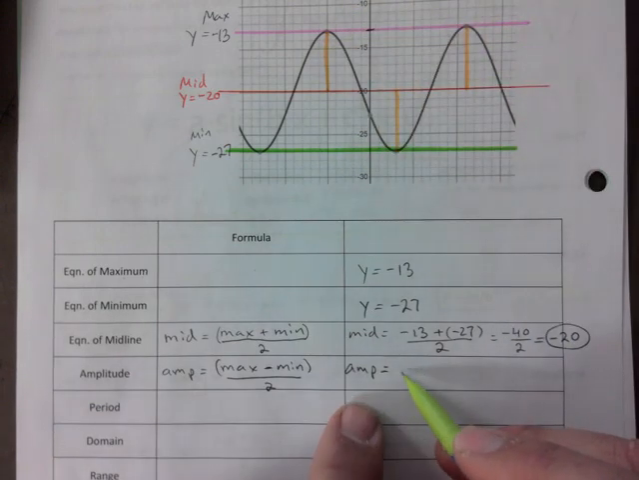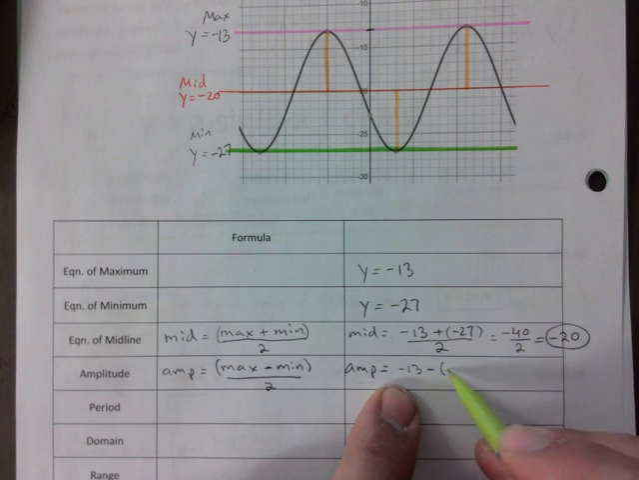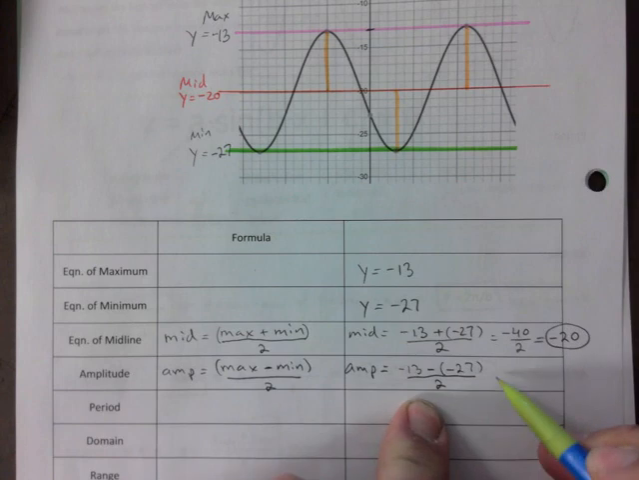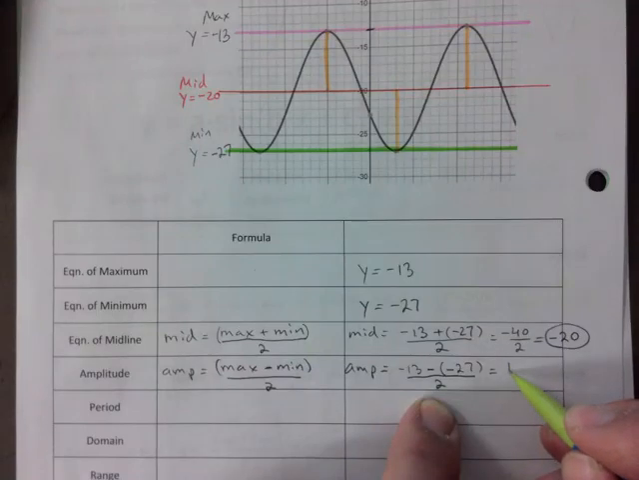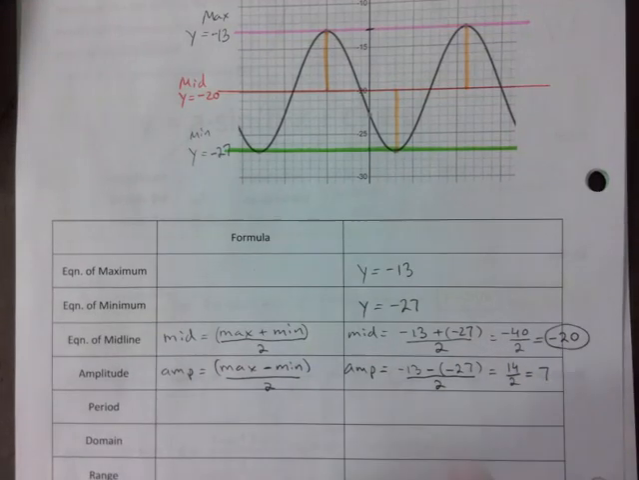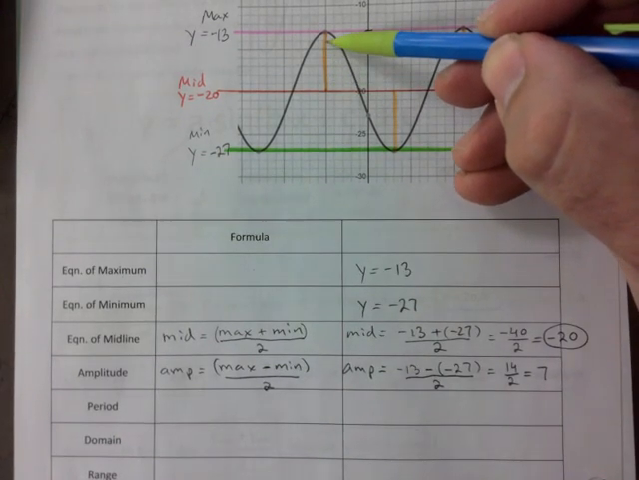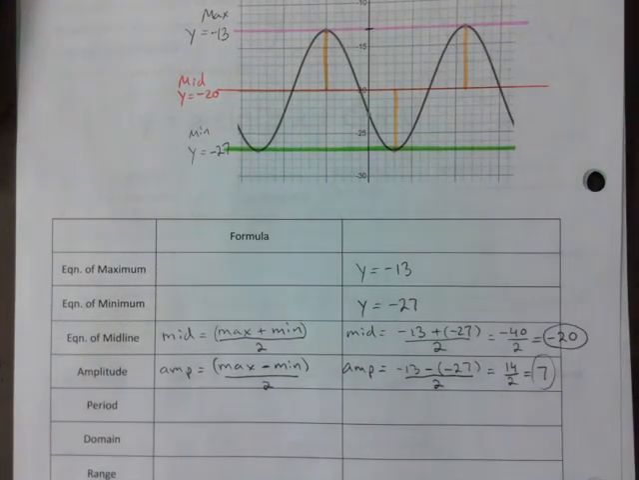So amplitude, maximum is negative 13 minus the lowest, which is negative 27. I'm going to divide that by 2. This is really negative 13 plus 27. So that would be 14 divided by 2. So amplitude is 7. Let's double check. 1, 2, 3, 4, 5, 6, 7. Voila. Right? So I think you're going to start seeing patterns.